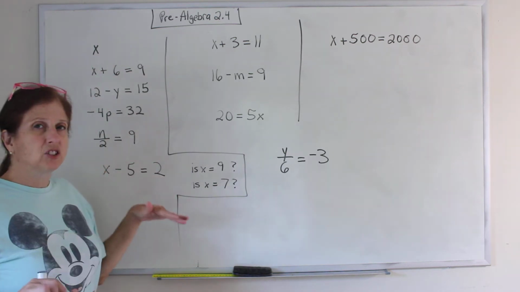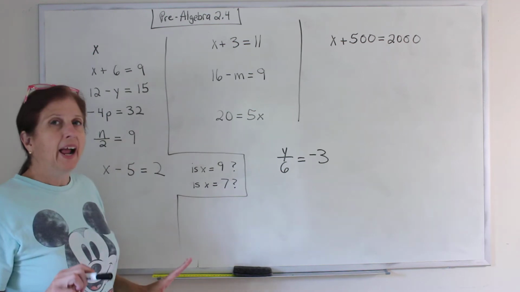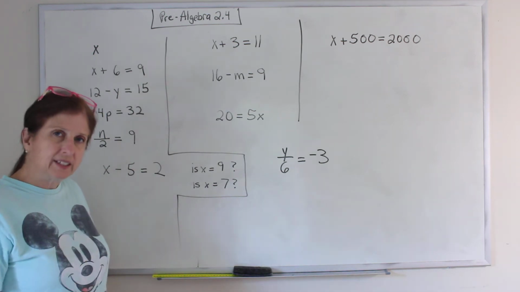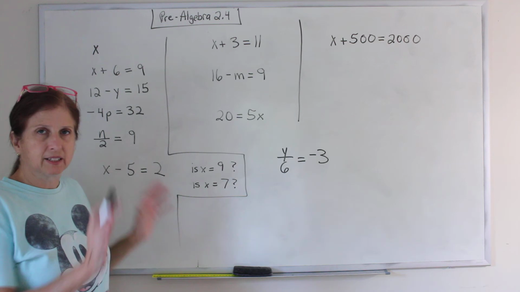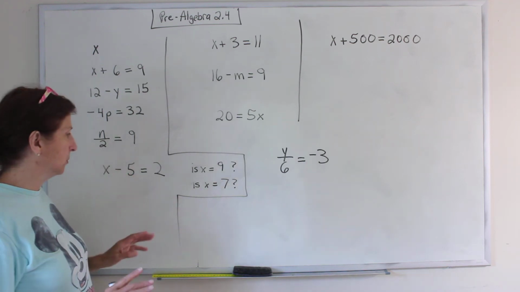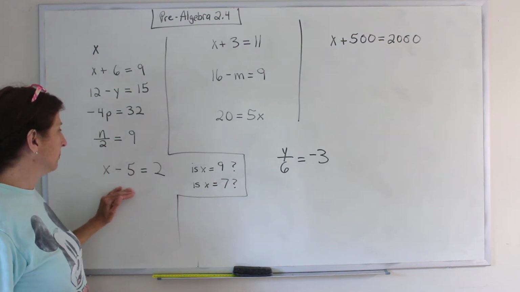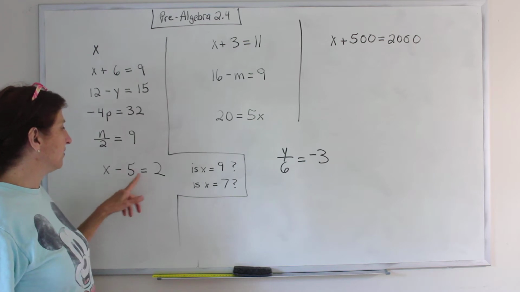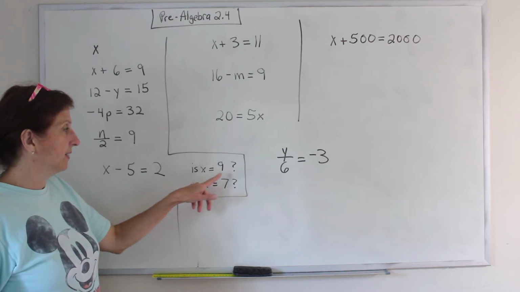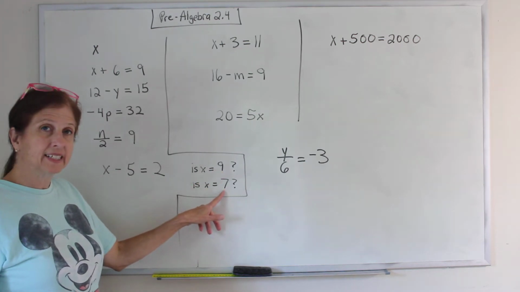Now they always start with this problem, and you do this problem for this lesson and then you never do it again because this is not the way to do it. I'll explain what I mean. So here's the problem. Some number minus 5 equals 2. Is it 9 or is it 7?